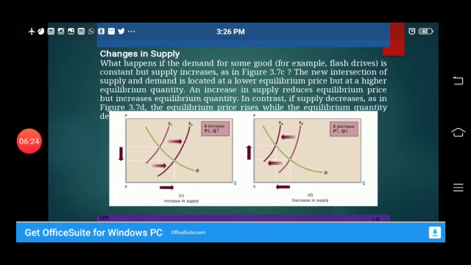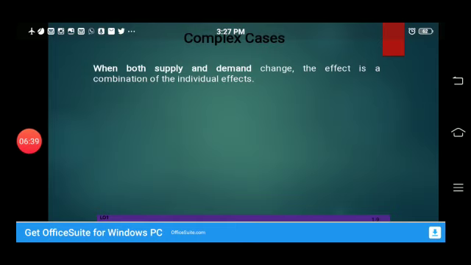And in the second figure, what has happened? The supply has decreased. When the supply has decreased, it moved leftward, and by moving leftward, we can clearly see that the price has increased and the quantity demanded has decreased.